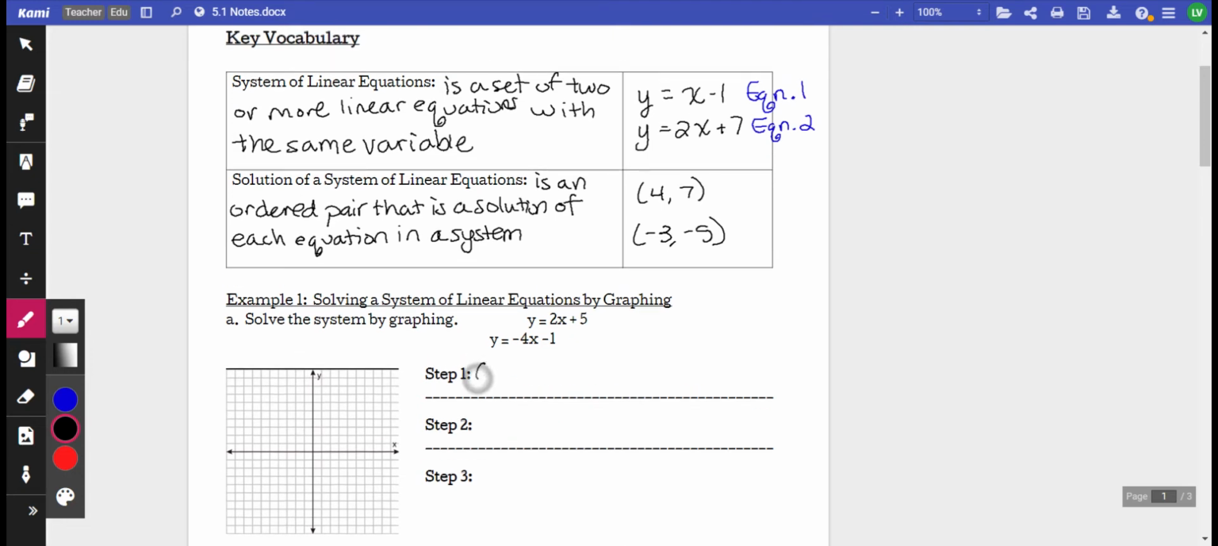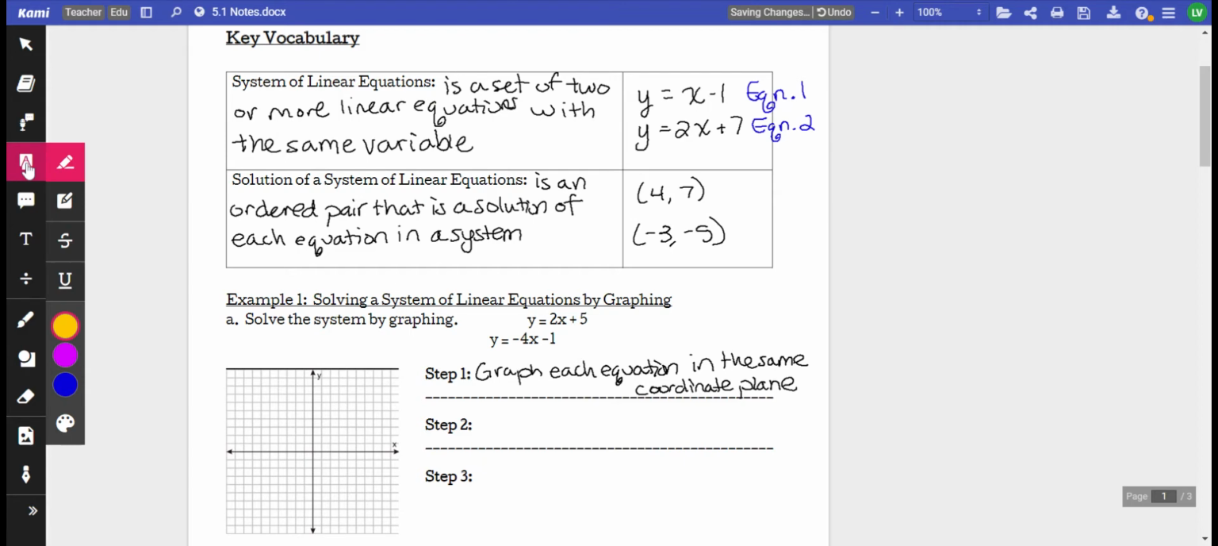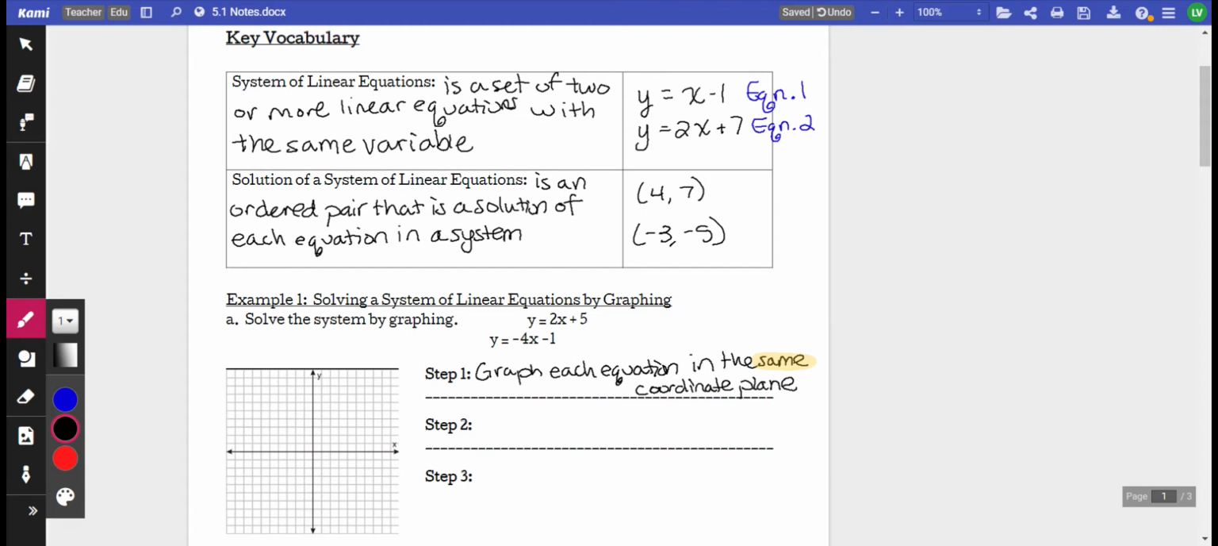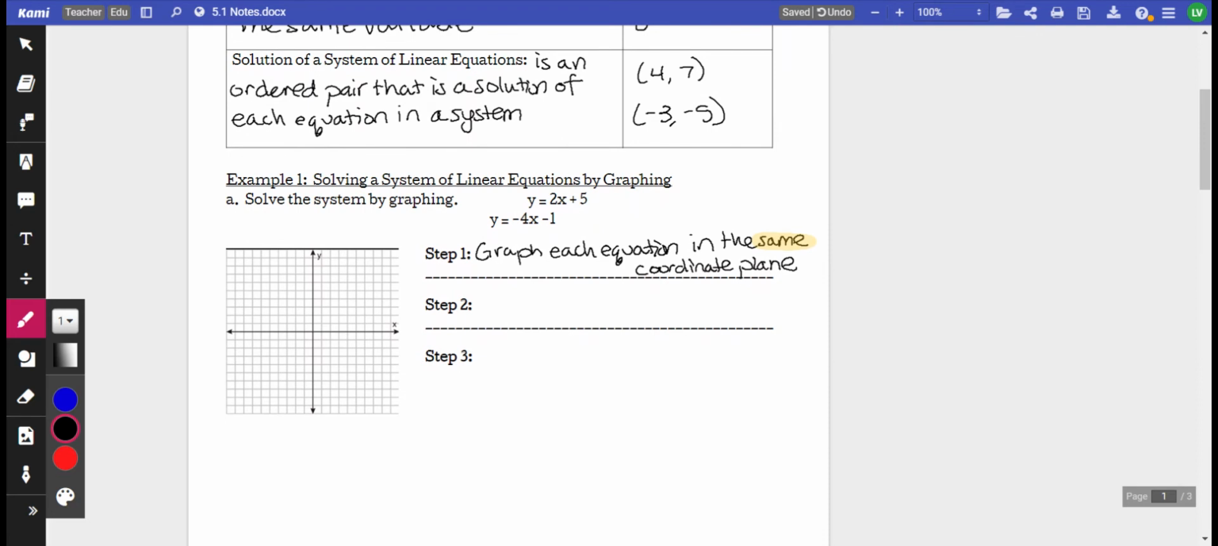Step number 1 is to graph each equation in the same coordinate plane. That's really important to understand, that you want to graph it in the same coordinate plane, because it allows you to see where the lines intersect. Step number 2 is to estimate the point of intersection.